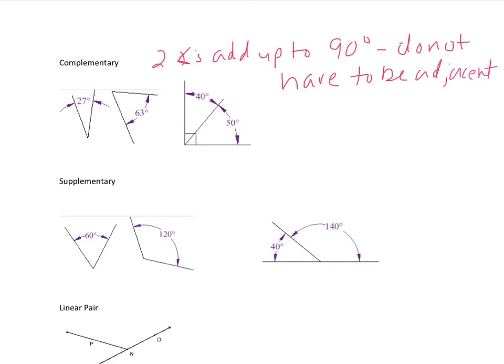As shown in this picture, where these two angles both add up to 90 degrees, but they are not touching each other at all. So the angles themselves add up to 90 degrees, which means they are complementary. But we could also draw it like this, where they are adjacent and add up to 90 degrees. But they are not required to be adjacent.